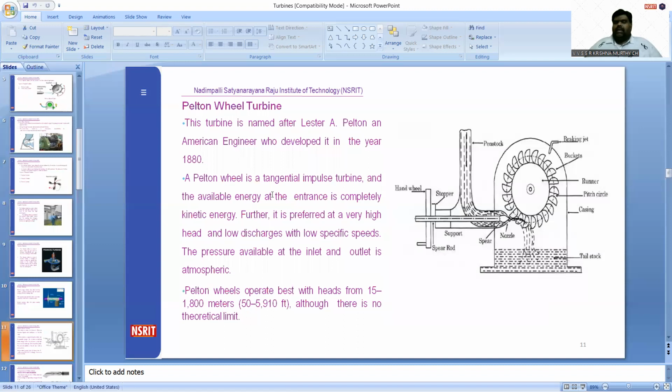So now we'll go with the Pelton wheel turbine. This is the Pelton wheel schematic diagram, named after Lester A. Pelton, who developed the Pelton wheel turbine in the year 1880. It is a tangential impulse turbine where the available energy is completely converted to kinetic energy at the entrance, and it is preferred for very high heads and low discharges. It is used with operating heads of 15 to 1800 meters, although there is no theoretical limit. It consists of the parts penstock, nozzle, spear and wheel, tailstock, casing, runner, and pitch circle.